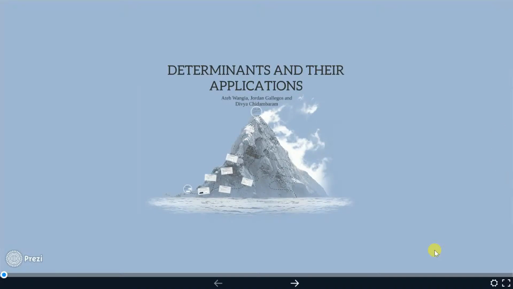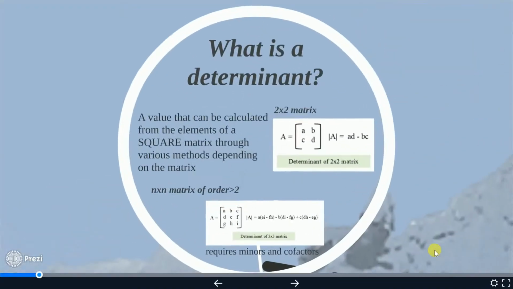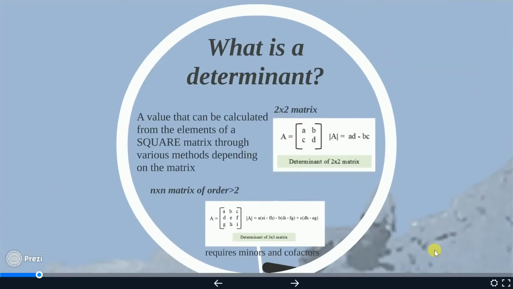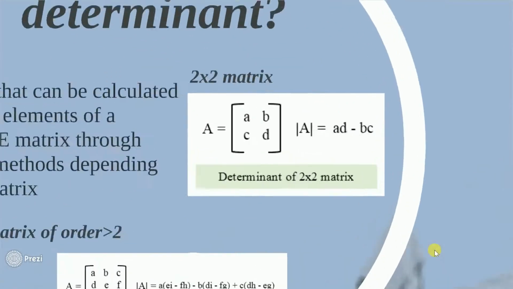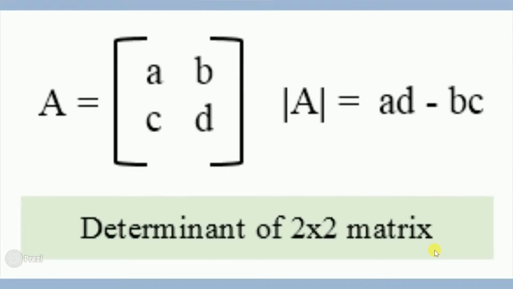Determinants and their applications. What is a determinant? A determinant is a value that can be calculated from the elements of a square matrix through various methods depending on the matrix. For example, in a 2x2 matrix, we see that the matrix A has values a, b, c, and d. By multiplying the values of a and d and multiplying the values of b and c, we subtract ad minus bc to obtain the determinant for matrix A.